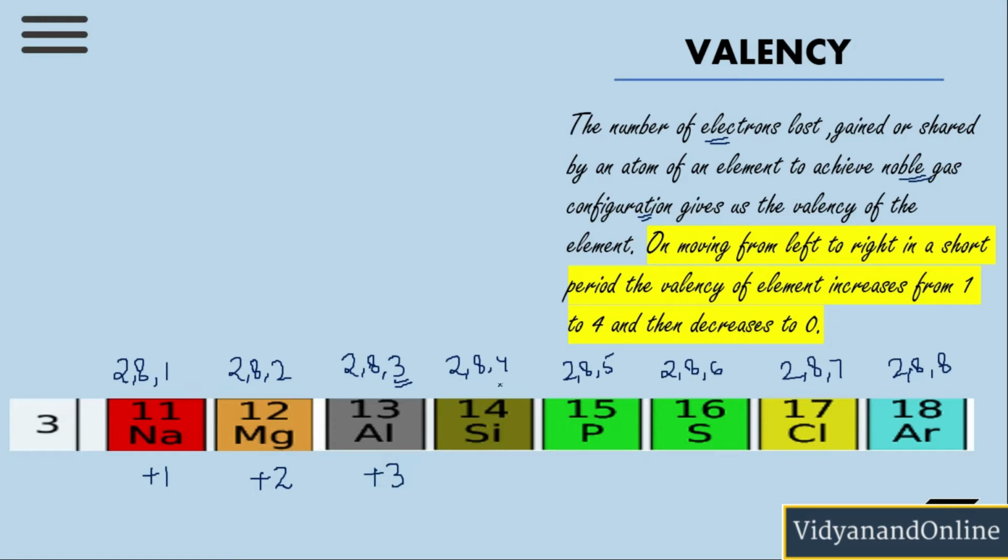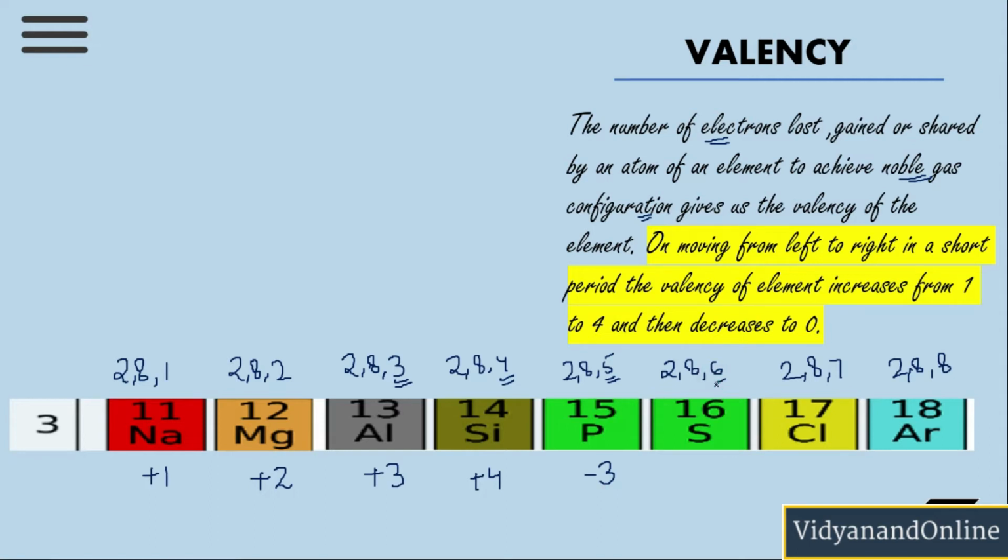Now silicon is going to share its 4 electrons and that is why its valency is plus 4. Now phosphorus, since it has 5 electrons in the outermost shell, won't lose its 5 electrons. It is going to accept 3 electrons in order to become stable and have the electronic configuration 2, 8, 8, and that is why its valency is minus 3 because it is accepting 3 electrons.